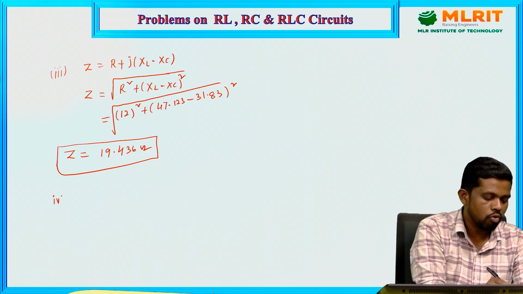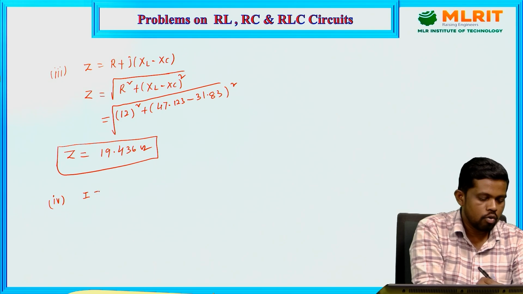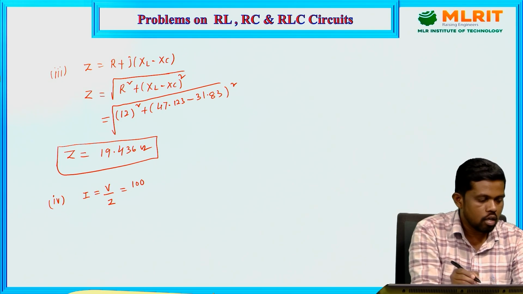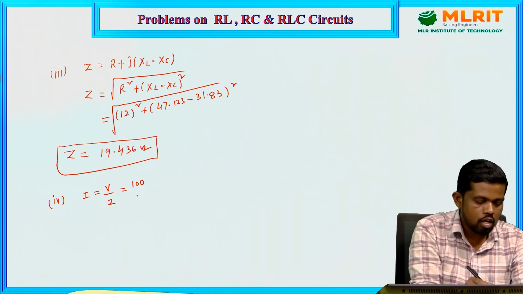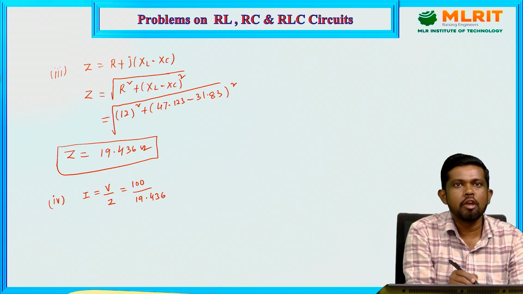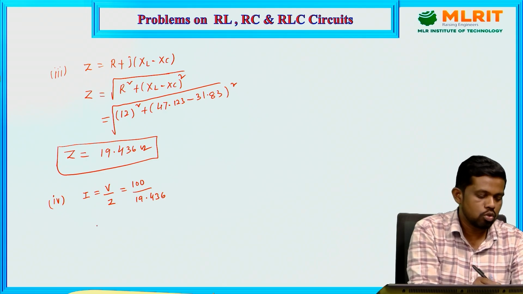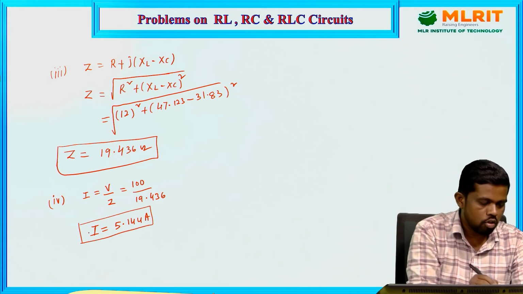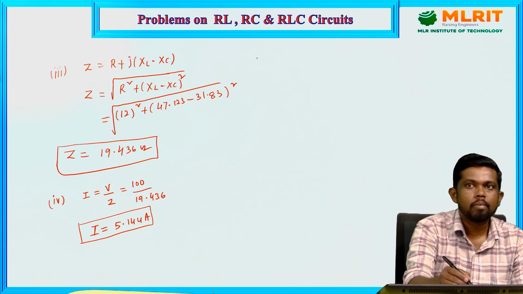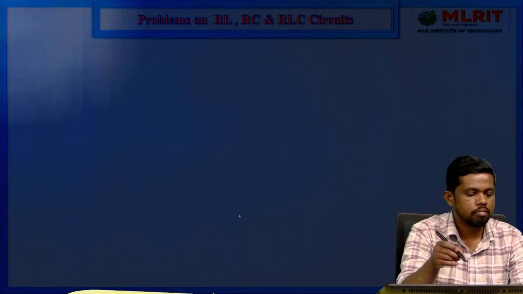Question number 4 asks for the current, I equal to V by Z according to Ohm's law. V is 100 volts, as mentioned, and Z offered by the network is 19.436. So the ratio of these two, the current flowing through the network, will be 5.144 ampere. This much current circulates in the network due to the 100 volt supply. This is the end of question number 4.